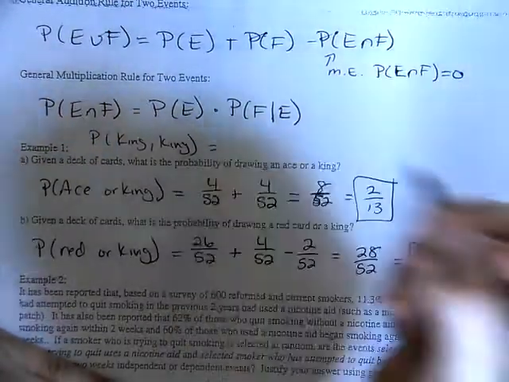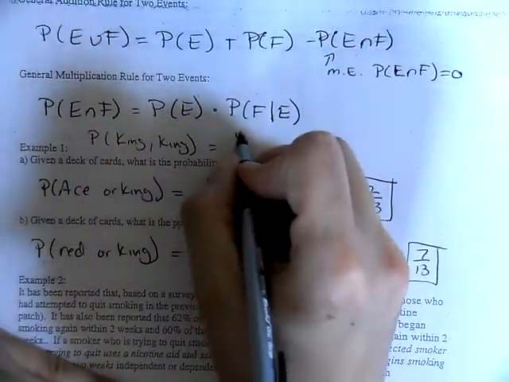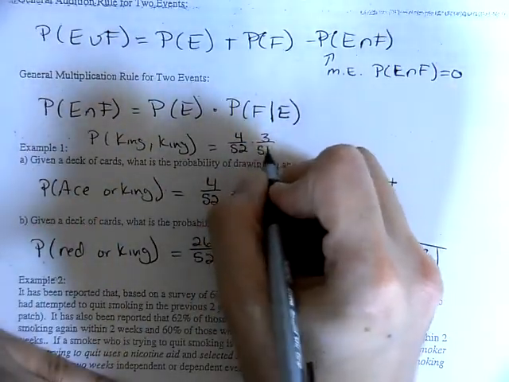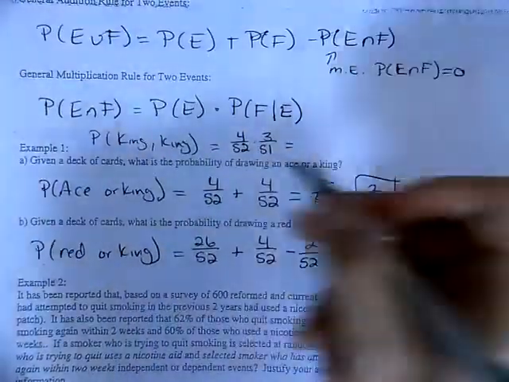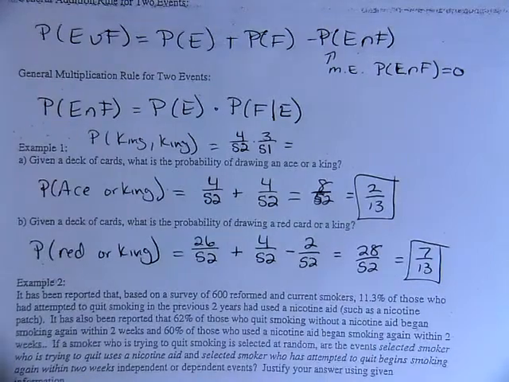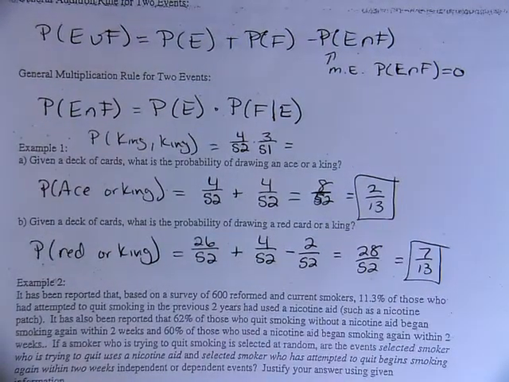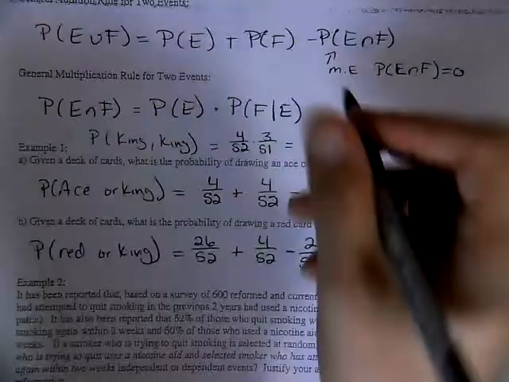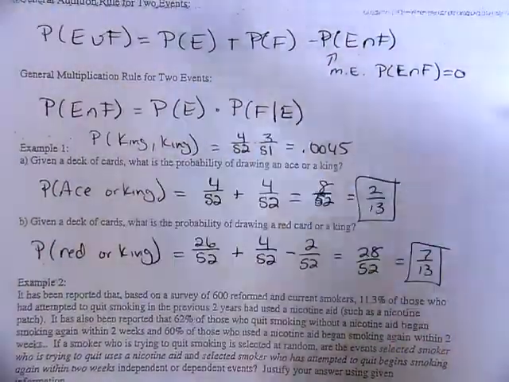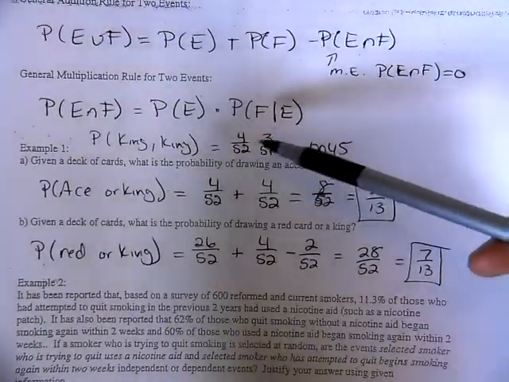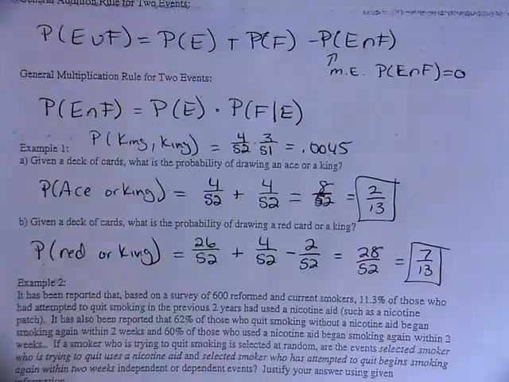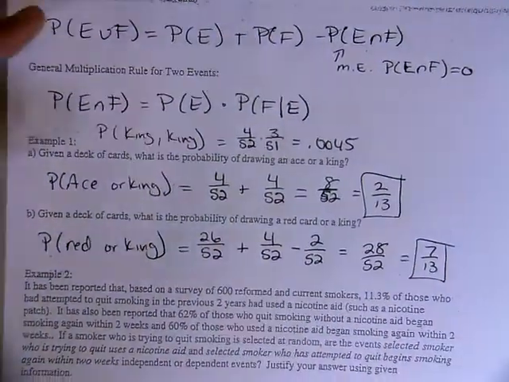So the multiplication rule would be like, what's the probability I get a king and then another king? Well, if I don't replace, there's 4 out of 52 kings to begin with, then there's 3 out of 51 kings the second time around, because these would be dependent events. So 0.0045. Now, if you were replacing the card each time, then they would be independent. It'd be 4 out of 52 times 4 out of 52. So just to make sure we're organized with that.